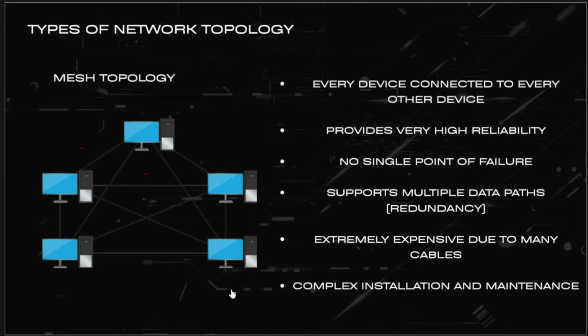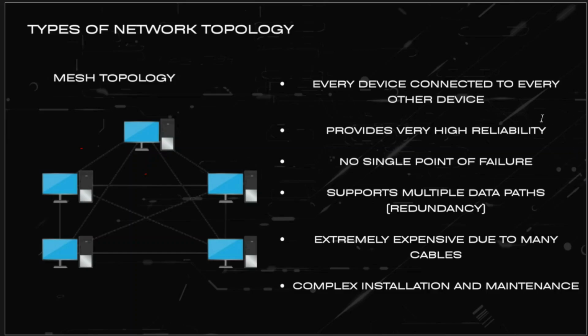For example, in the first topology, if any cable fails, then the whole thing goes down. But here, if one system fails, it's not an issue. All the others will still work. In this mesh topology, there is no issue with this one. It supports multiple data paths, but it is extremely expensive due to many cables and complex in installation.